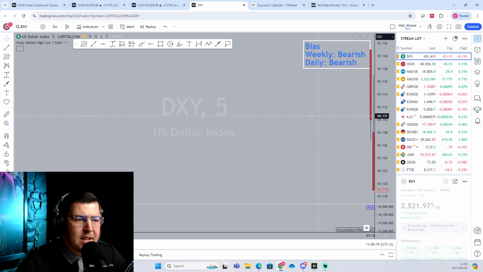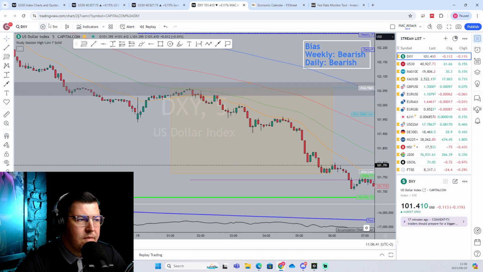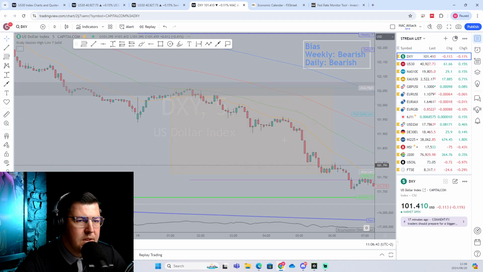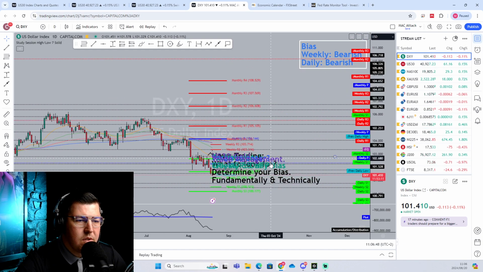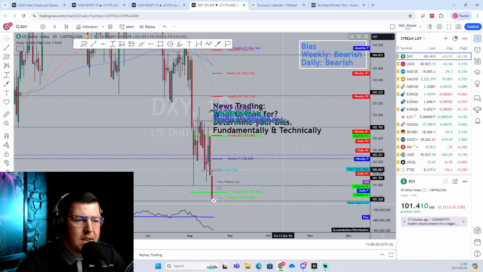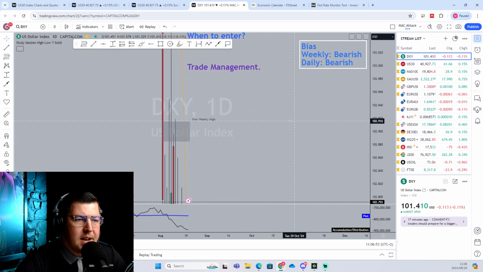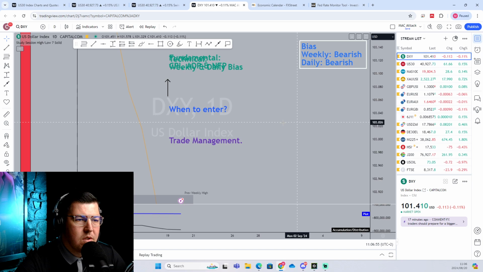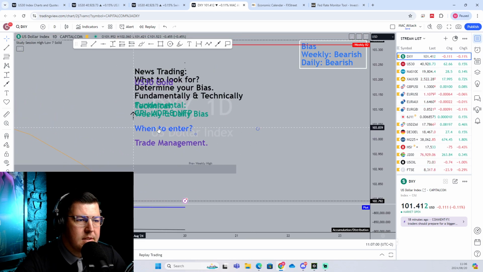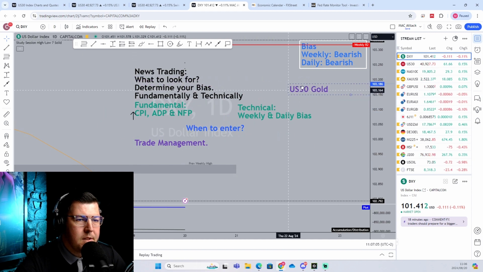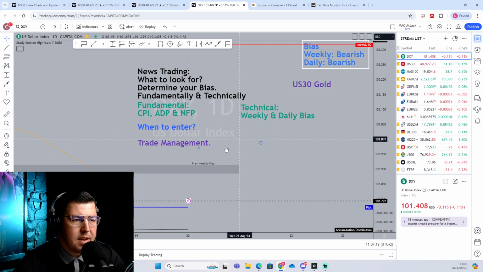And what I want to come back to now is what are we looking for? Let me just do this in the trade management aspect. Let me just zoom in here for us again. The big thing now is what are we looking for on the trade management side? Just going to clean this up for us quickly. All right, let's just put that there. US30 and gold we already spoke about. And then when to enter and when to manage the trade.